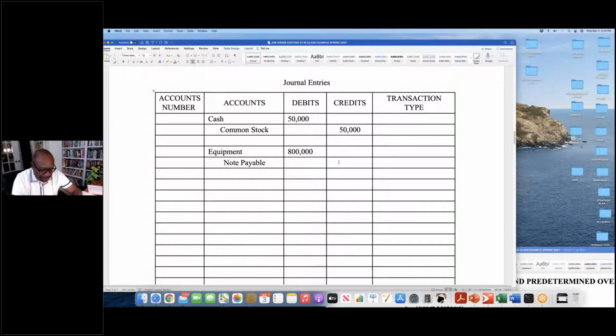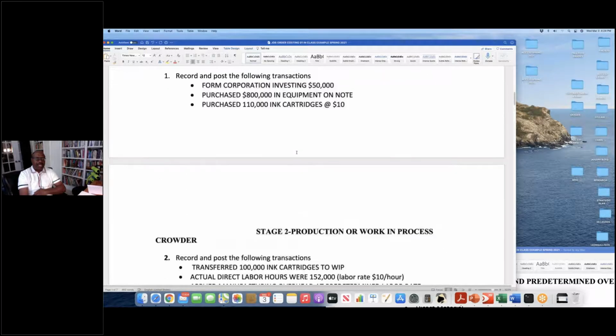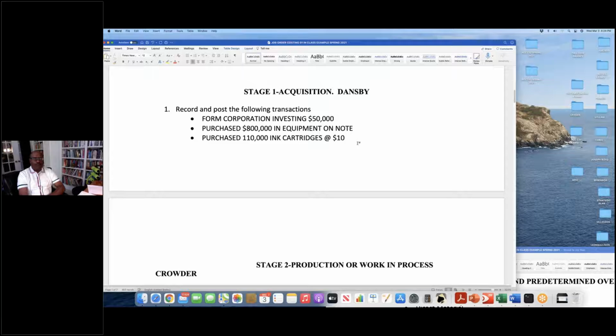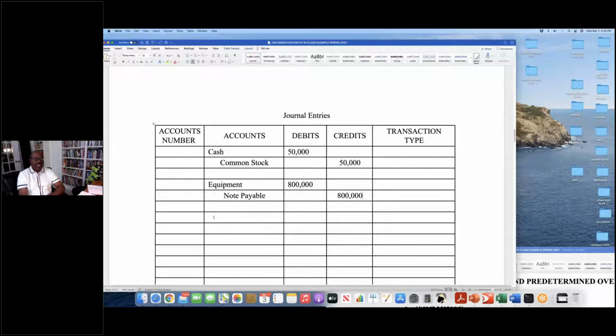And now we're ready for our first managerial entry. This is stage one. When we purchase the ink. Okay, and so what was that? 110,000 ink cartridges at $10. So what's 10 times 110,000? Is it gonna be like 1.1 million? Yeah, it's 1.1 million.